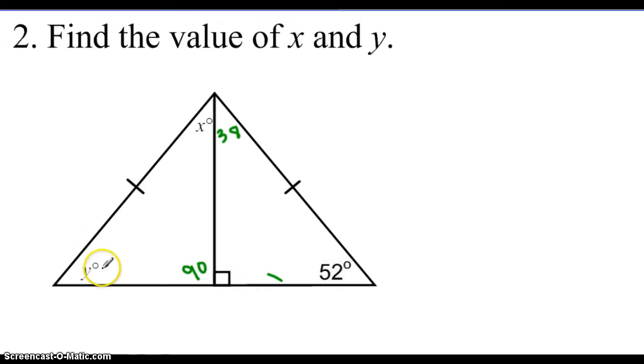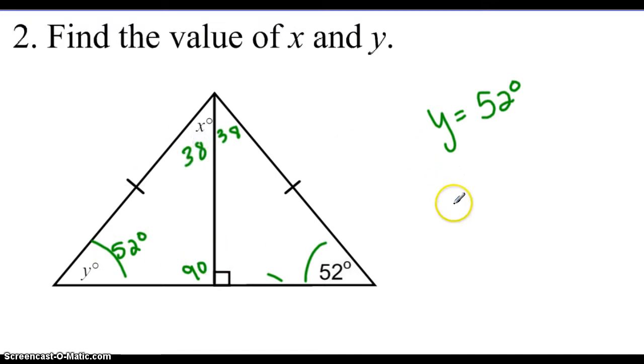But how do I get y? Well, if I look at this, this is one large isosceles triangle. So this and this would be the base angles. So y is 52 degrees. So if I put 52 here, then I could do 90, 52, and then I know this is 38. So x is 38, but if you needed to justify why, you'd have to say because isosceles triangle proves that this is 52.